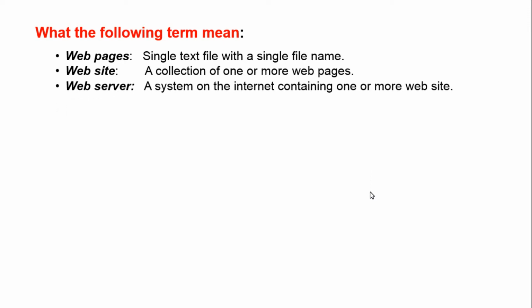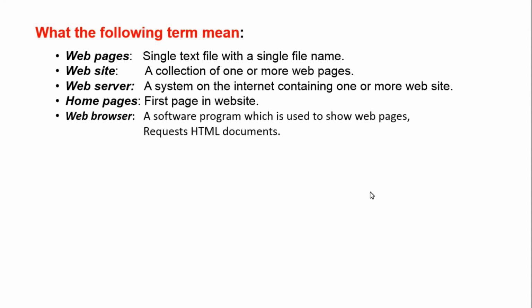Web server. Web server is a system on internet containing one or more websites. Home page. Home page is nothing but the first page of your website. And the web browser. Web browser is a software which is used to show web pages.